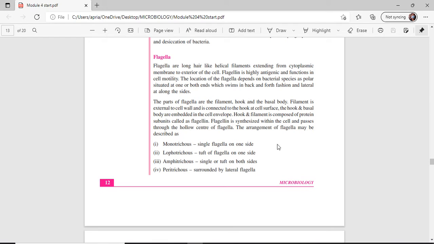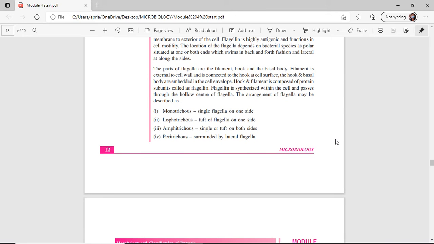Okay, the arrangement of your flagella may be described. Okay, this is very important. Okay, kindly remember this. Okay, basic na lang eh. Your mono, okay, mono stands for one, therefore it is a single flagellum on one side. Okay, your lophotrichous, a tuft of flagella on one side. Okay, your amphitrichous, okay, a single flagellum or a tuft on both sides. Then your peritrichous, okay, surrounded by lateral flagella.